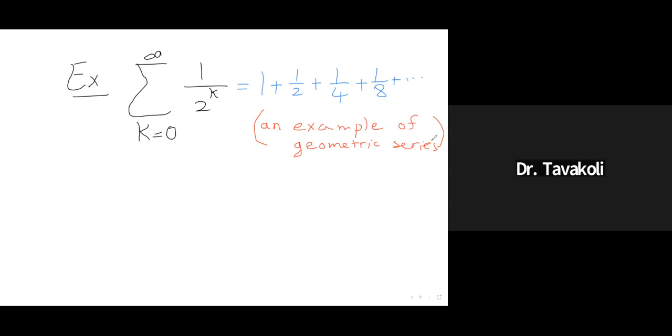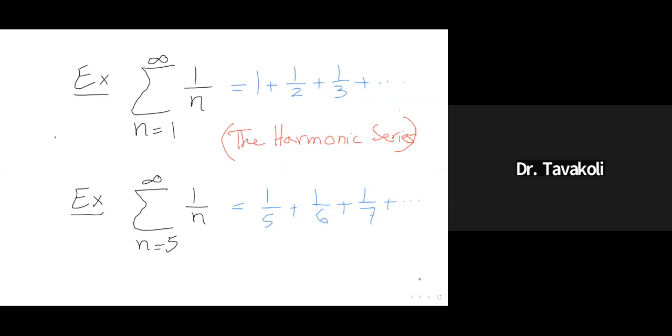So for this geometric series, the common ratio is 1/2. Look, the first term is 1. From 1 to 1/2, I multiply by 1/2 to get there. From 1/2 to 1/4, I multiply by 1/2 again. From 1/4 to 1 over 8, there is a common ratio. The previous series, the harmonic series, is not a geometric series. There is no common ratio. But here, there is a common ratio.